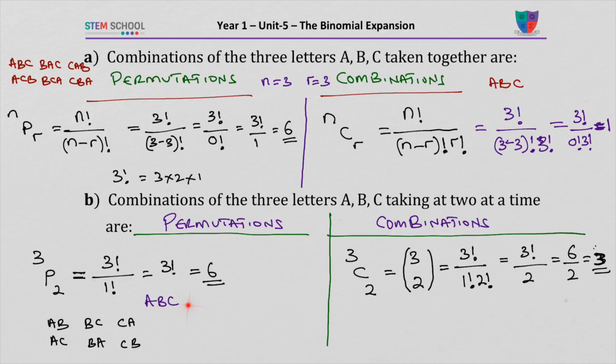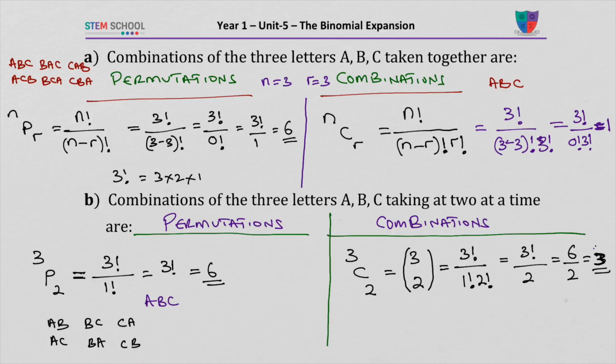For the permutation, we get 6 because for the 3 letters, we can take AB and we can take AC. Those are the first 2. With B, we can take BC and we can take BA. And for C, we can take CA and CB. That's why it's 6 permutations.